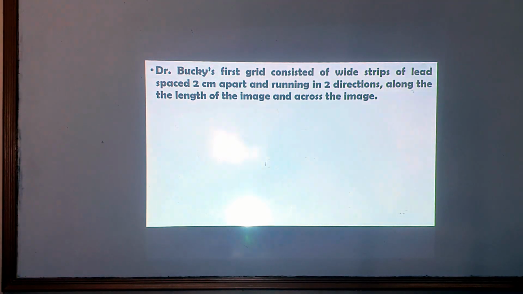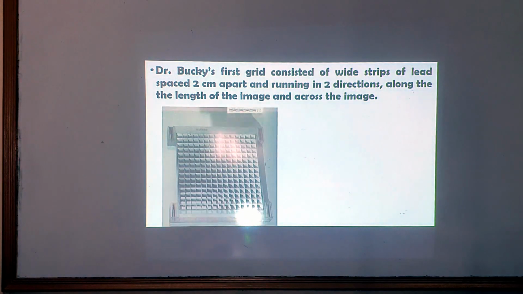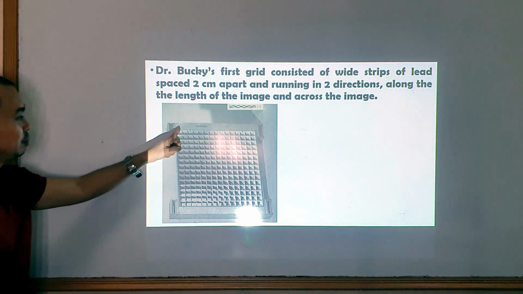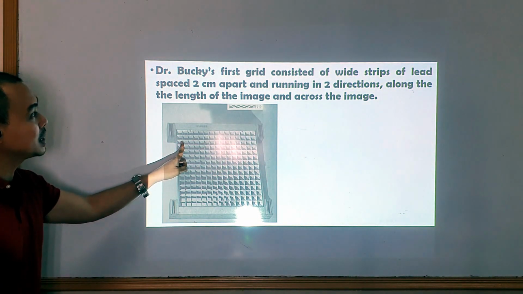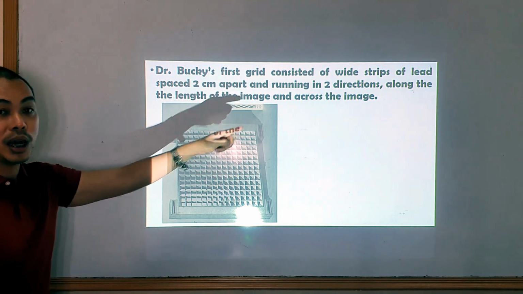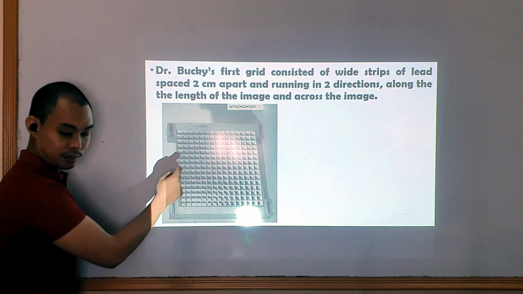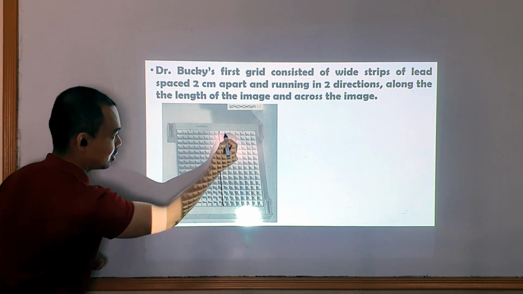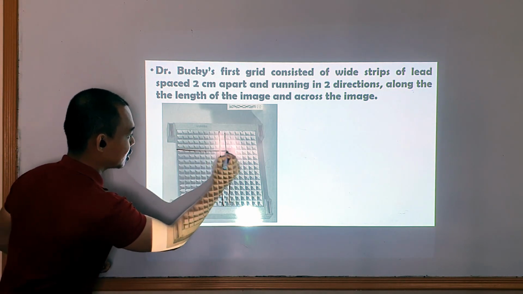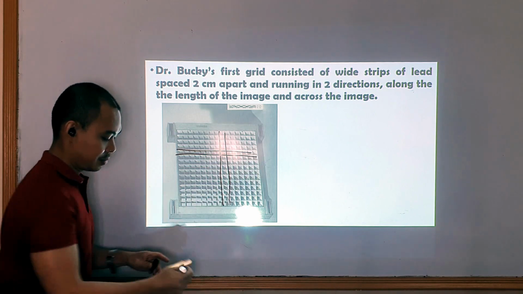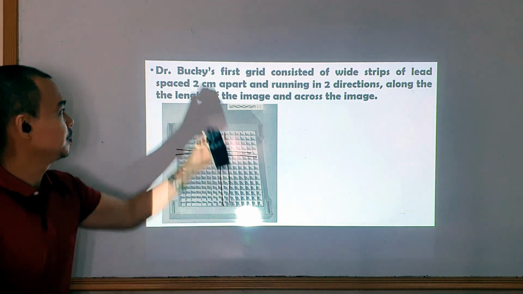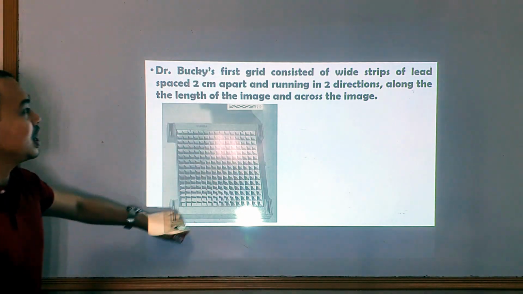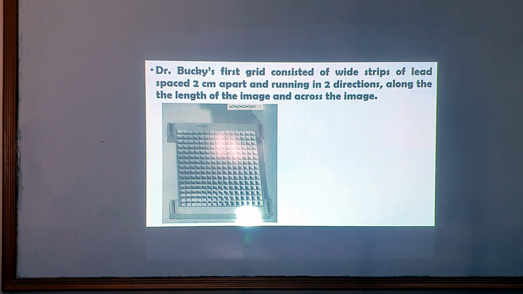Now Dr. Bucky's first grid consisted of wide strips of lead spaced 2 centimeters apart, 2 centimeters apart and running in 2 directions. Look at the direction. It's one direction and then the other direction, along the length of the image and across the grid.